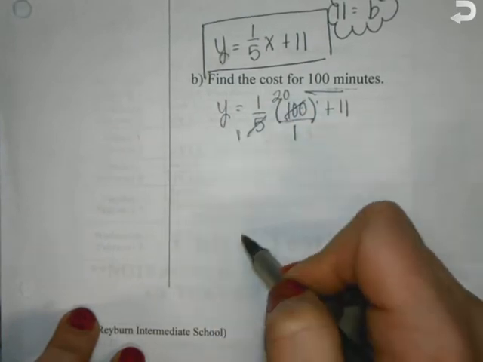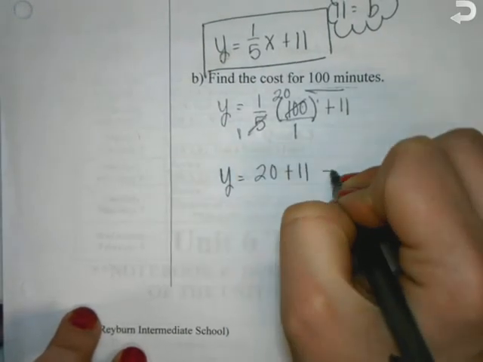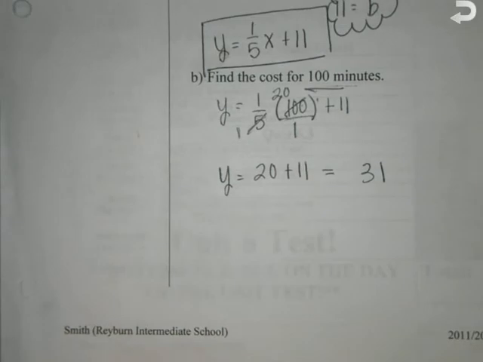31 what? Tommy, reread the question. Find the cost. Oh, cost. I'm sorry. I was looking at the minutes. $31. Wow. Not bad, right?